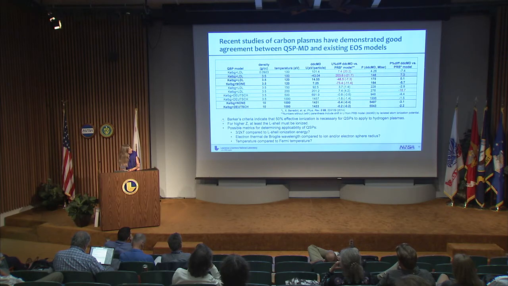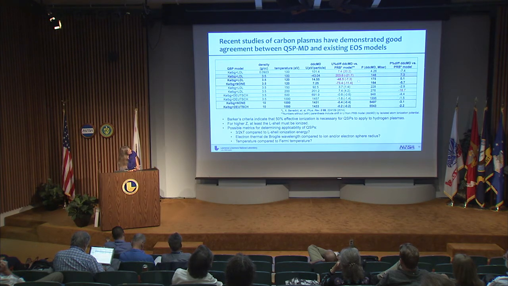Barker had indicated that we needed to be at least 50% effectively ionized in order for the QSPs to be valid for hydrogen plasmas. Based on that, I hypothesized that for higher Z, at least the L shell needs to be ionized, and it's a question as to where this is actually valid for higher Z. Barker showed where it was valid for hydrogen. It's not clear when you have a bound K shell whether these QSPs would be valid at all or not, and that's part of my interest in looking at carbon.